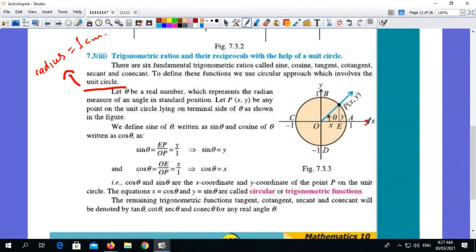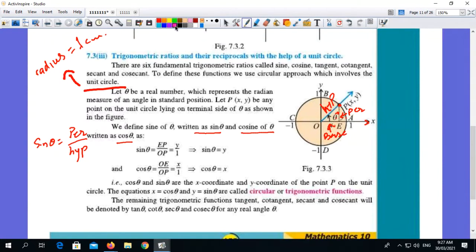fourth. Let P(X, Y) be any point. This is the point P on the unit circle lying on the terminal side of theta as shown in the figure. We define sine of theta, written as sin theta, and cosine of theta as cos theta. We know that sin theta equals perpendicular by hypotenuse, and in this case, with this theta, this is our perpendicular, this is our hypotenuse, and this is our base.